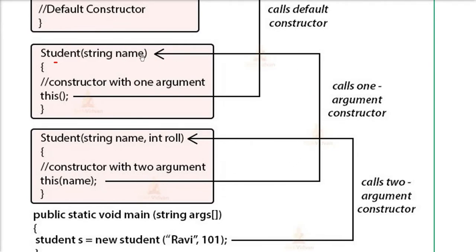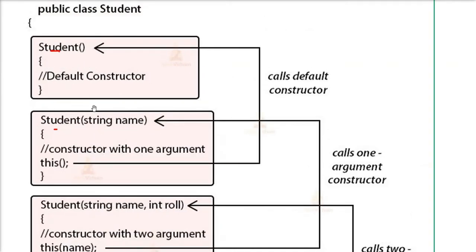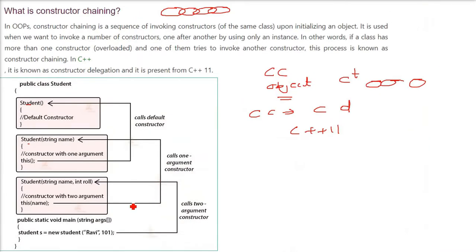Now again the instructions will be executed. At the last we have this, so it is going to call the constructor with no parameter. So it is going to call the default constructor. This is how the chain of constructors is formed. That is why it is called constructor chaining or constructor delegation.